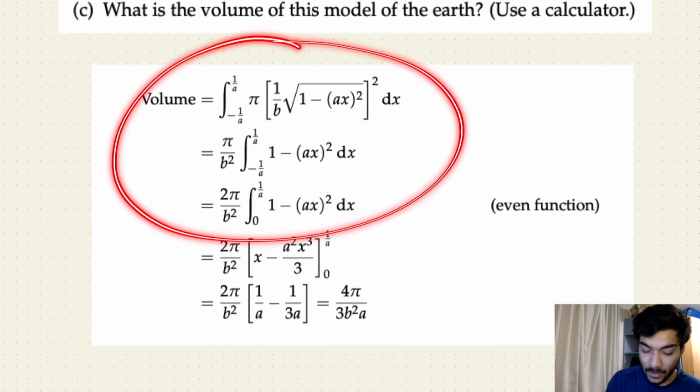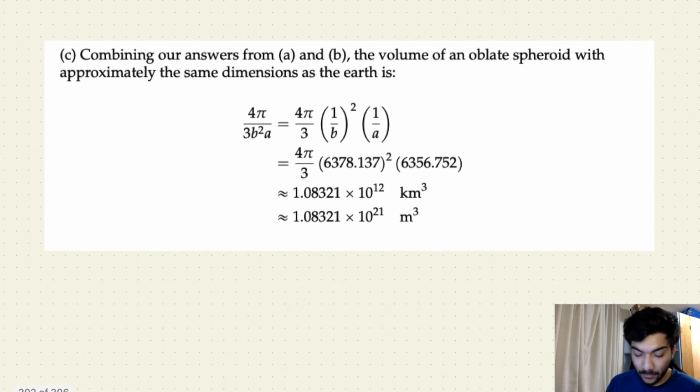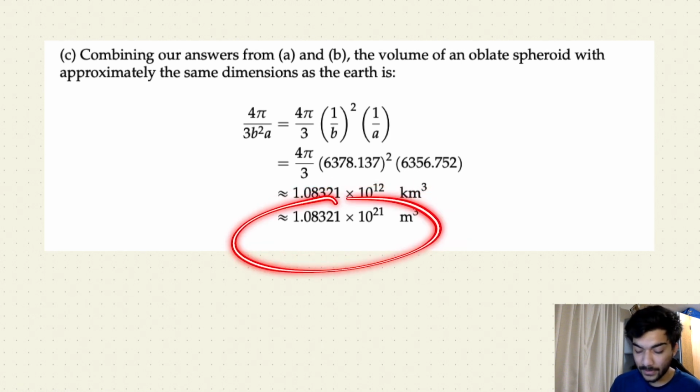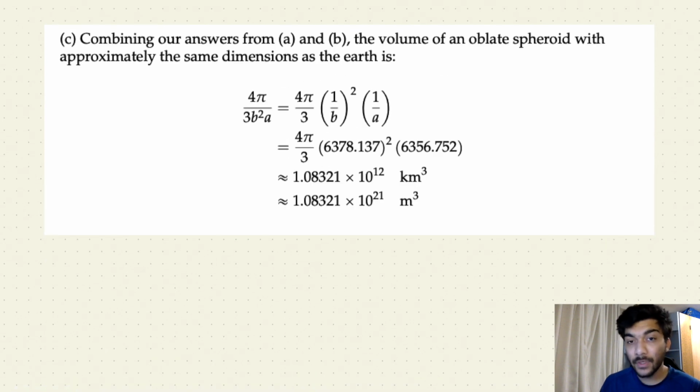So that is why when you solve this definite integral, you'll get this expression at the end, 4 pi by 3 b square a, and we already know the values of b and a. If we plug in the values of b and a, we'll get the volume of the earth in this case, which would be this one over here. Again, a very simple question, right?